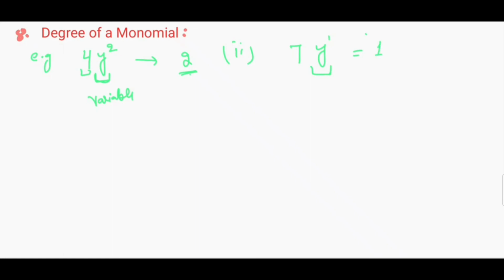If I take one more example, 3x square y square. Here how many variables do we have? We have 2 variables, x and y. So what are the powers of these 2 variables? The x has power 2 and y also has power 2. So we have to add these 2 powers. So we can say the degree of this monomial 3x square y square is equal to 2 plus 2, which is equal to 4.